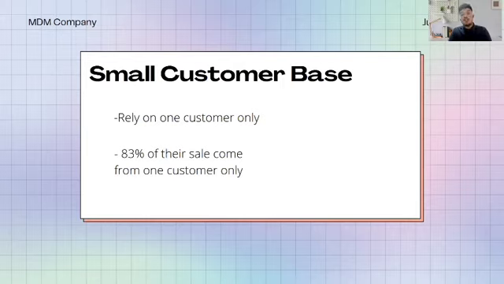Then we move to the small customer base. Small customer base means the group of members who repeatedly purchase the goods or business, and mostly this customer are the main source of revenue for the company. It becomes a problem to the PSC company when they rely on one customer only. It can be proved when 83% of their sales come from this one customer only. So it will cause worry to any company because they don't know what will happen to that customer in the future.